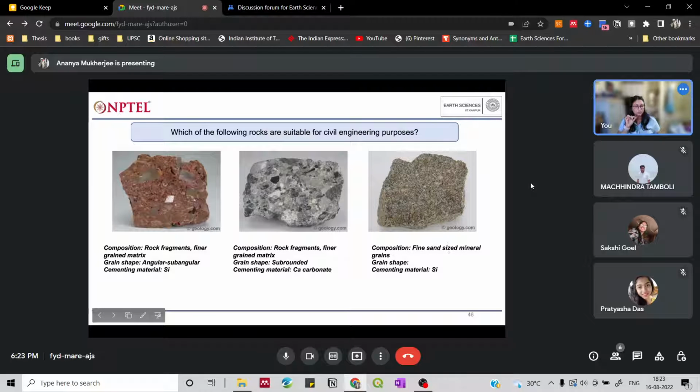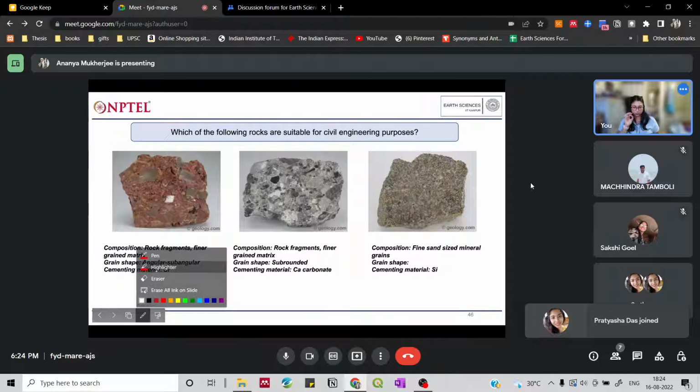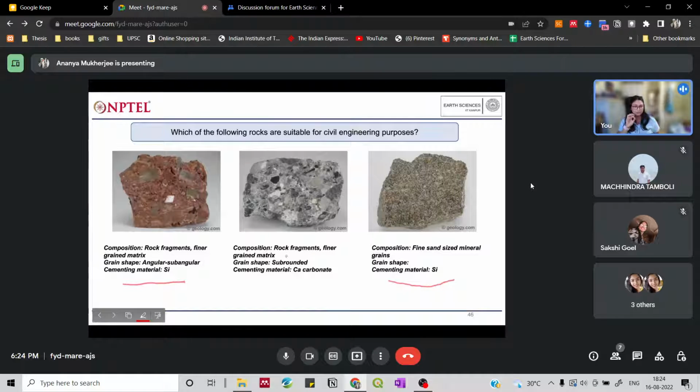Now in the third one, we have fine sand sized mineral grains. We can see the fine sized mineral grains. Now we can say that these mineral grains are essentially quartz and feldspar. Quartz is a very sturdy mineral, it's a stable mineral. And also the cementing material is silica. So that is again a favorable criteria. So out of these three, we can say that this one and this one are favorable, and this one won't be favorable.